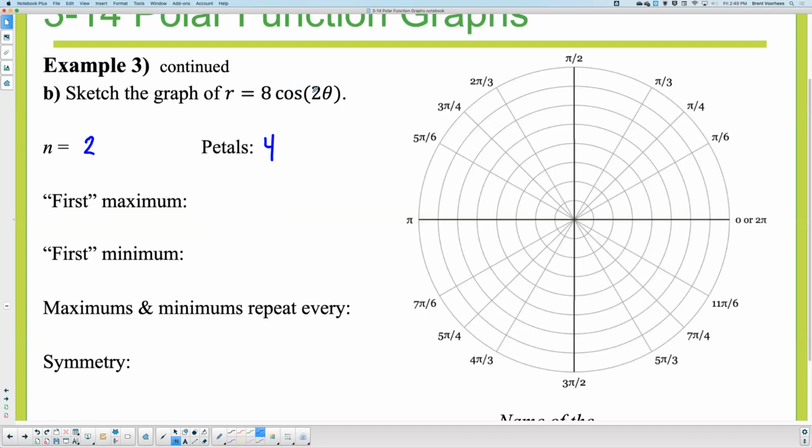Where should cosine receive its first maximum? Cosine's what letter again? X. Where should cosine's first maximum occur? At 0. So this one's going to be really easy to solve. What is 0 divided by 2? We have its first maximum at 0. So if you go out at 0, we have its first maximum out at 8.